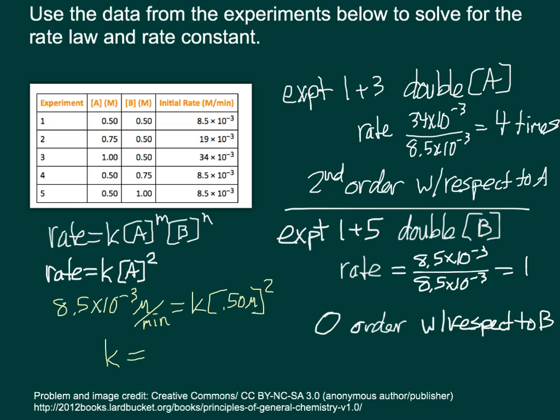So we have our K value now, and we know that our rate law, so rate is equal to 0.034 molarity to the minus 1 minutes to the minus 1 times concentration of A squared.